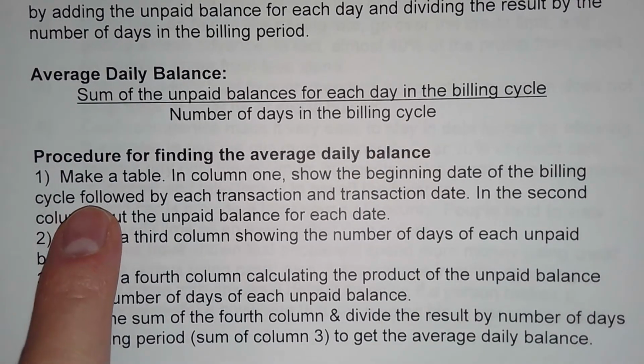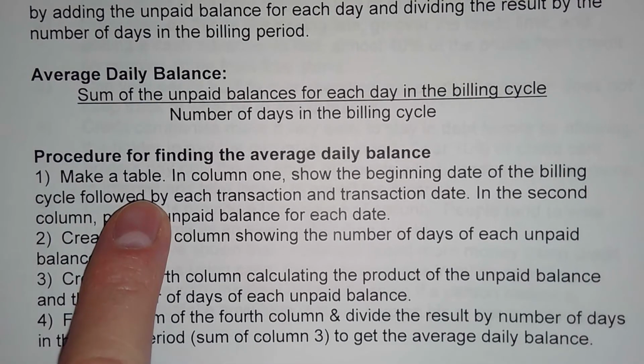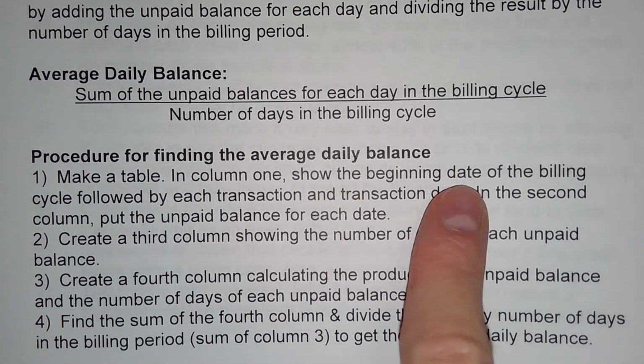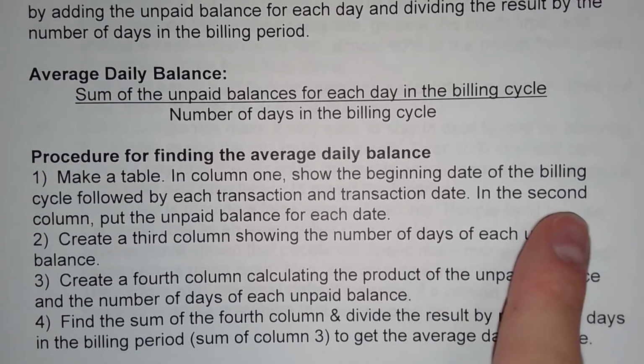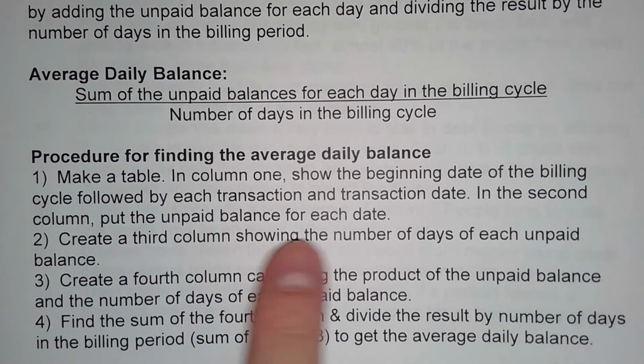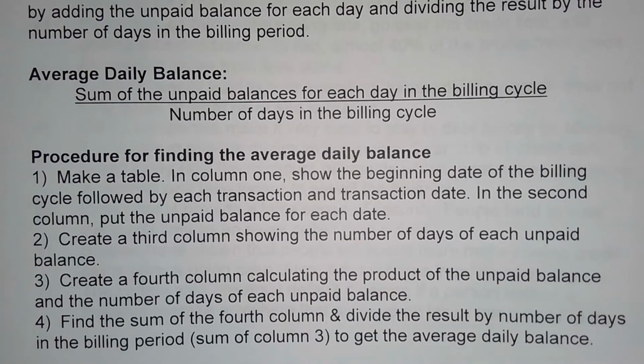Our procedure for finding the average daily balance is, we first make a table. In column 1, show the beginning date of the billing cycle followed by each transaction and transaction date. In the second column, put the unpaid balance for each date. Create a third column showing the number of days for each unpaid balance. Create a fourth column calculating the product of the unpaid balance and the number of days of each unpaid balance. Then we find the sum of the fourth column and divide the result by the number of days in the billing period, which is going to be the sum of the third column, to get the average daily balance.